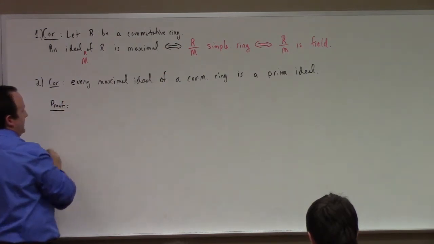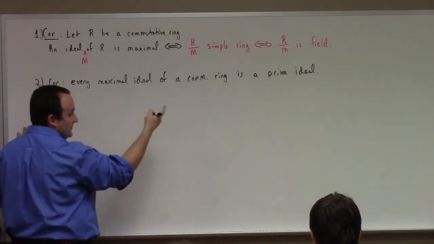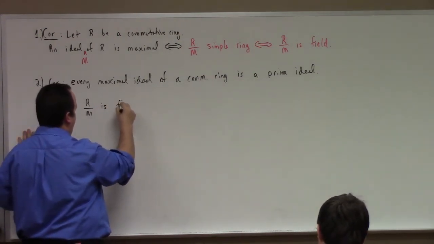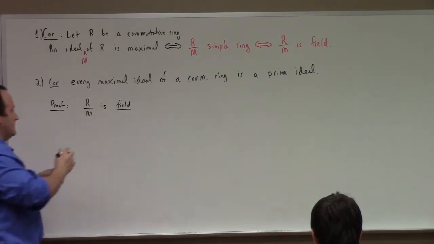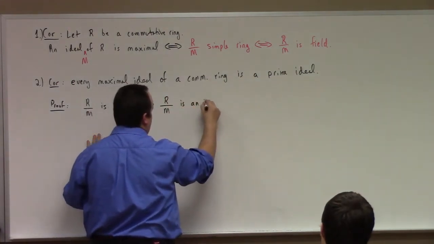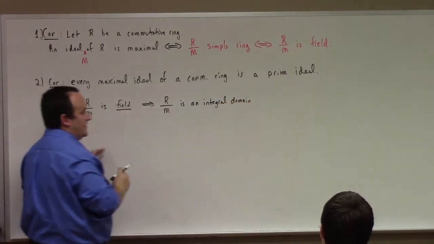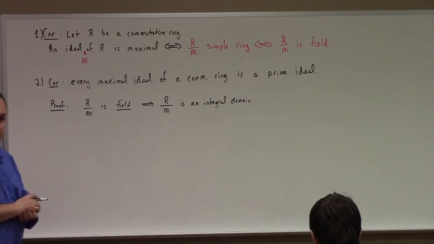The proof, given the things we have to work with here, is that if M is a maximal ideal, and we have a commutative ring, then R mod M is what? It's a field, right? By Corollary 1, which implies what? R mod M is an integral domain, right? A field is a very nice kind of integral domain. And then we had a theorem last time that if the quotient of R by M is an integral domain, then M is what?